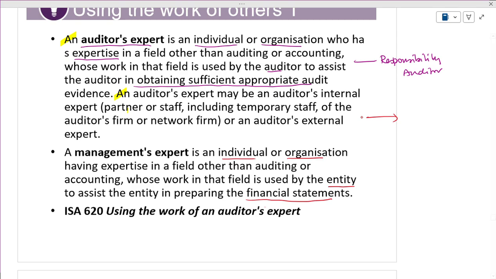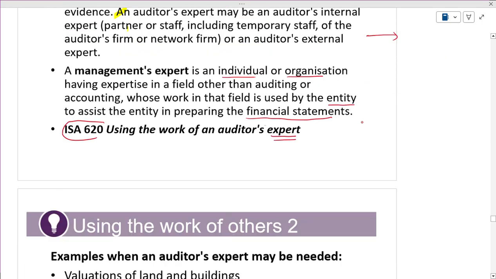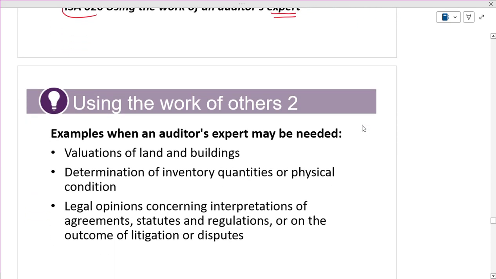Now, ISA 620, Using the Work of an Auditor's Expert. What are the criteria? What are the things we should look into? ISA 620 talks about this. Just understand this comprehensively: where we are using the experts.